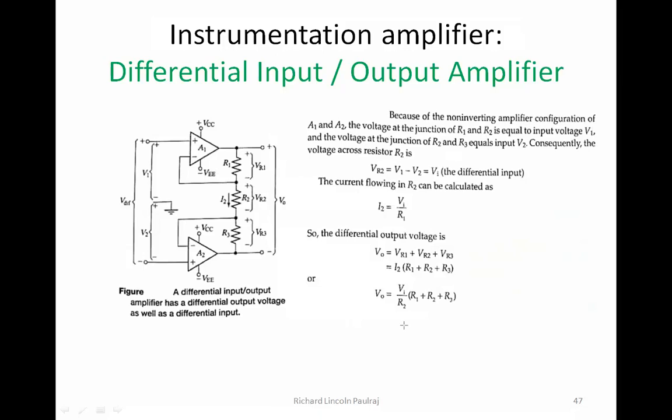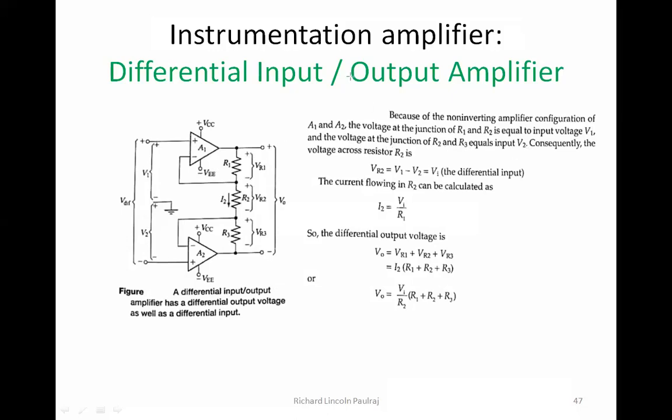Okay, so whatever you have here at the input side, the same thing comes and sits here at the output side, because it is as good as a virtual ground. I'm just connecting a ground for the purpose of understanding. So the voltage at the junction of R2 and R3 equals input V2.